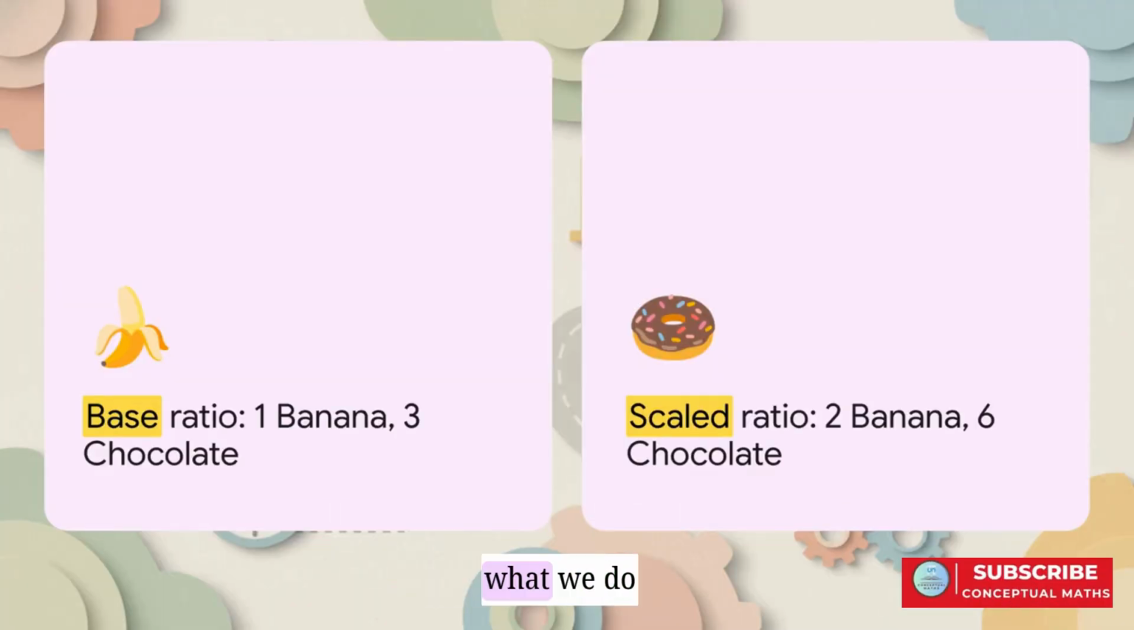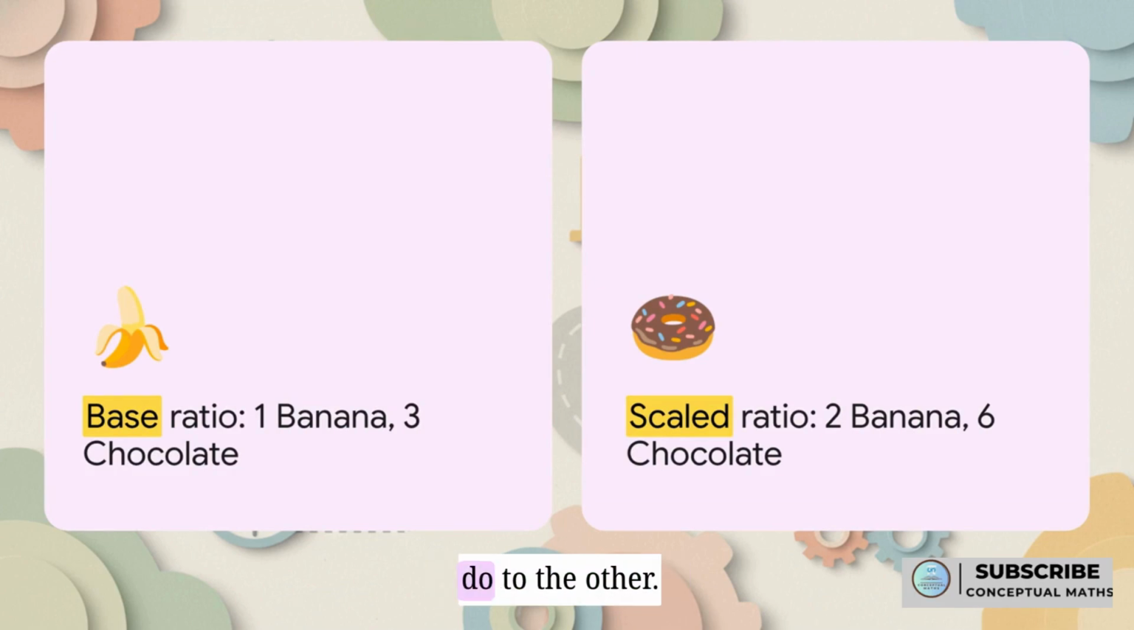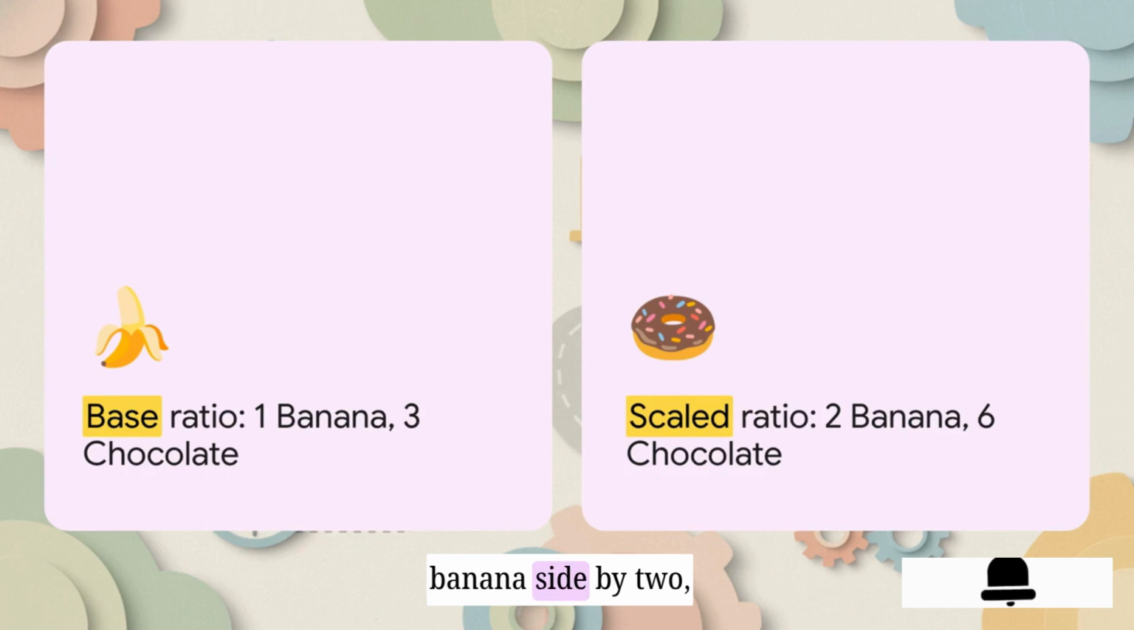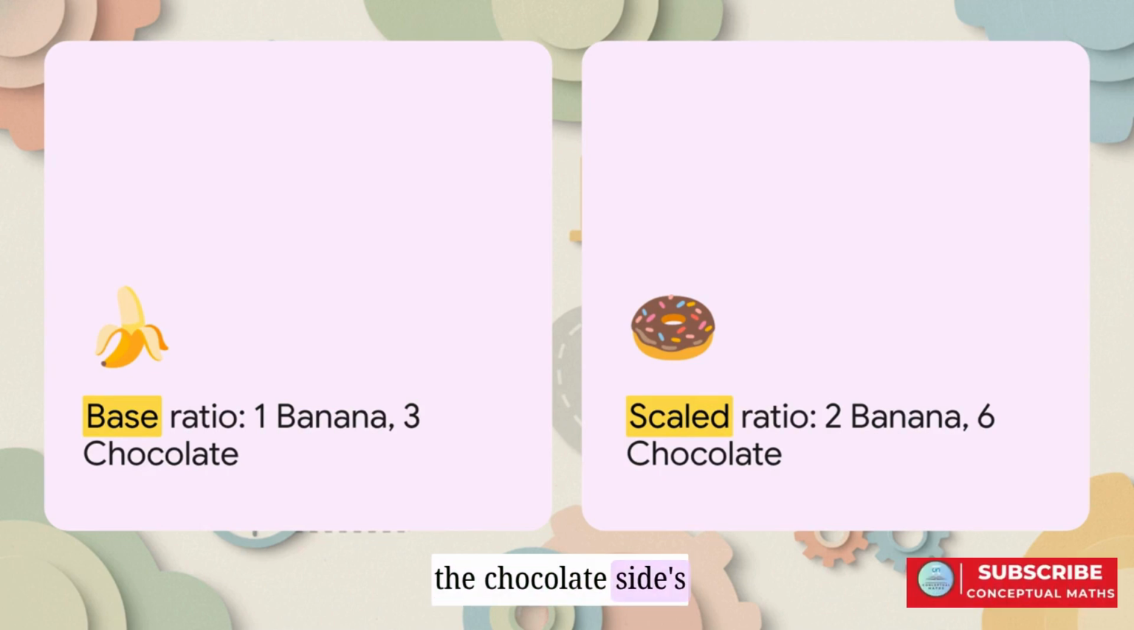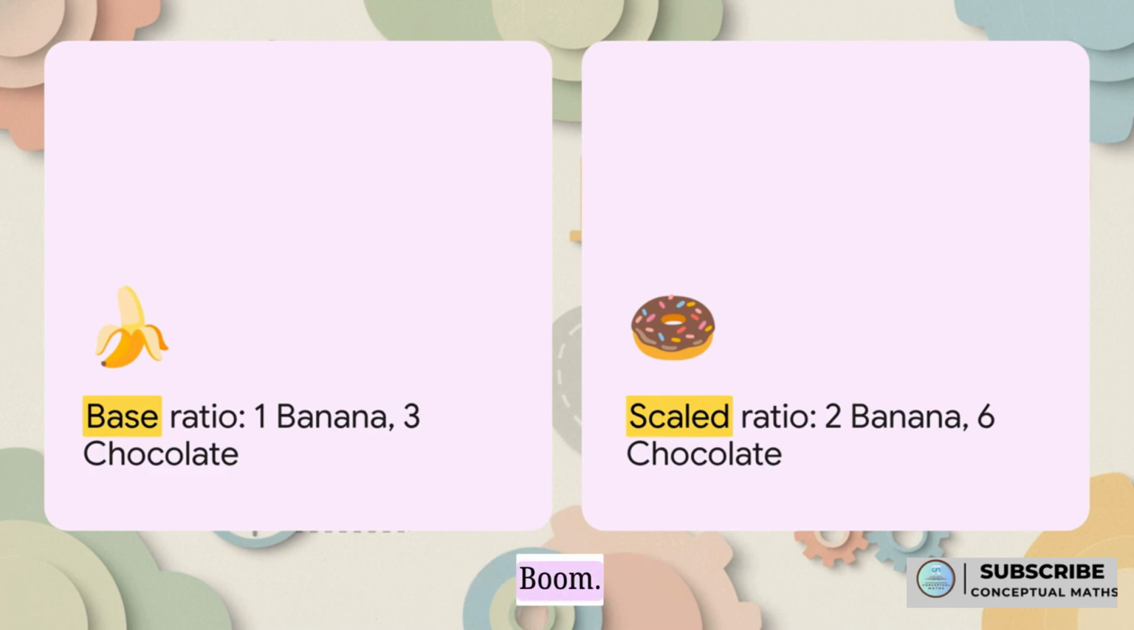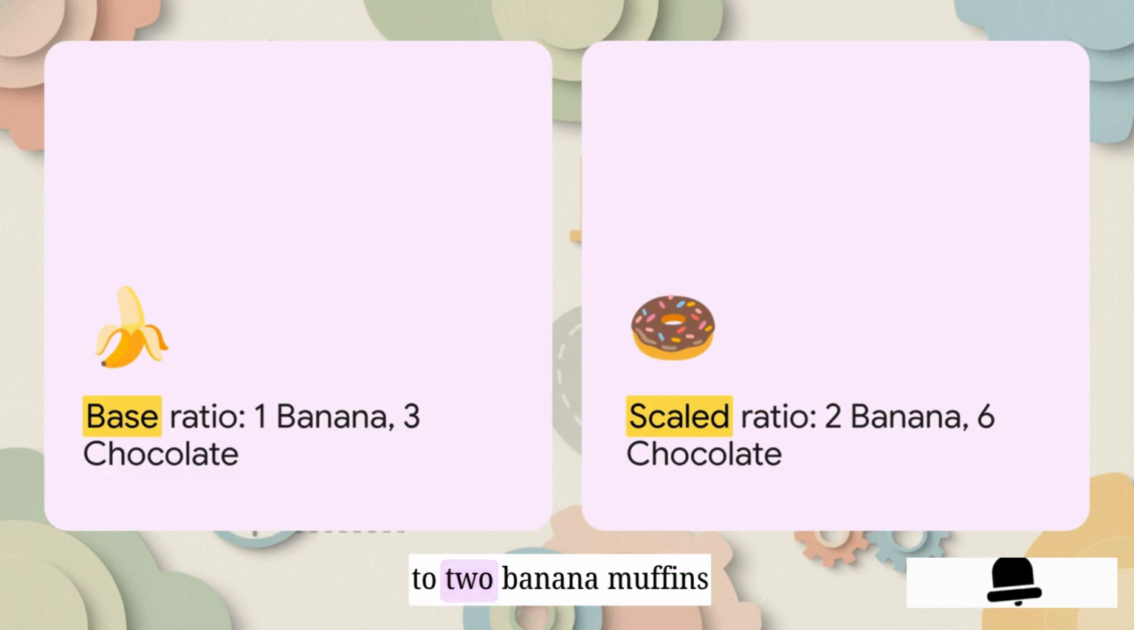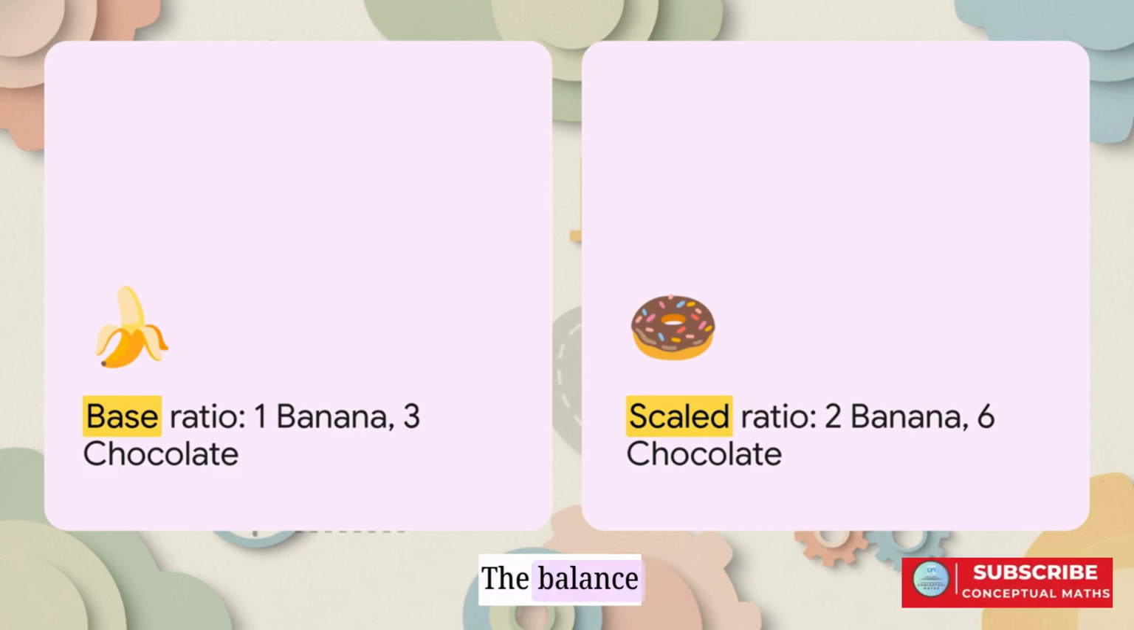Applying our golden rule, what we do to one side, we absolutely must do to the other. Since we multiply the banana side by 2, we have to multiply the chocolate side's base of 3 by 2 as well. And that gives us 6. Boom! We've seamlessly scaled our ratio up to 2 banana muffins and 6 chocolate muffins. The balance is perfectly maintained.